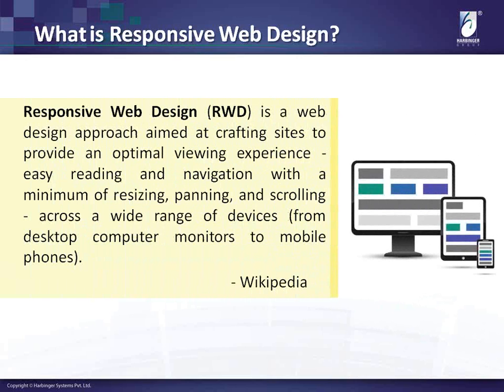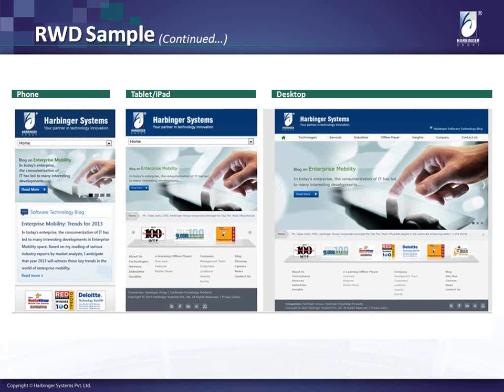So what is responsive web design? This is what Wikipedia talks about. Responsive web design enables us to design the application such that it works well, with easy reading and navigation, with minimum resizing, panning, scrolling, basically interactions with the devices, and it looks good on devices ranging from mobile to desktop to smart TVs and all that. So this is responsive web design. Now we are going to look at some samples, and then it will be time for us to talk about best practices.